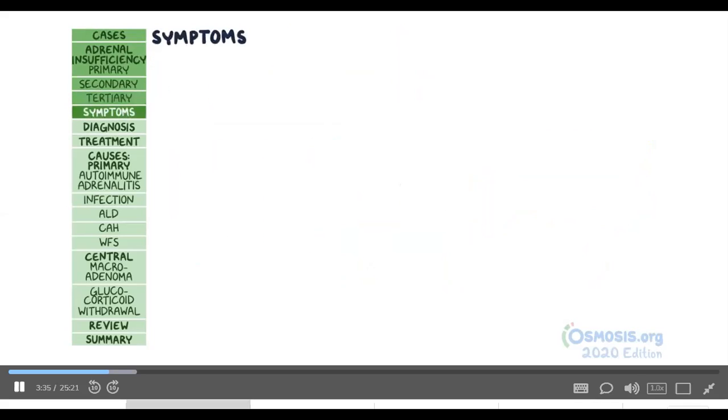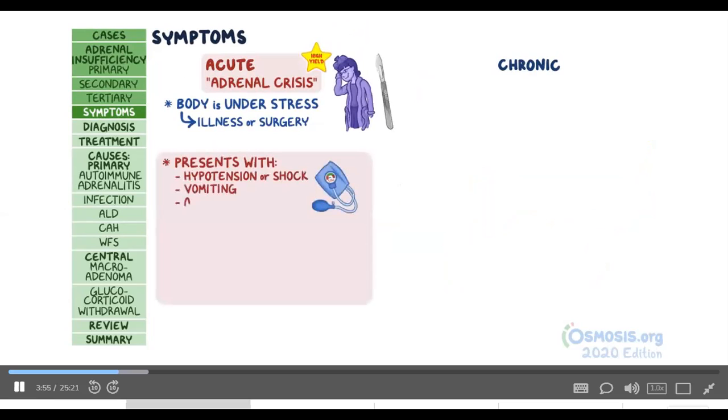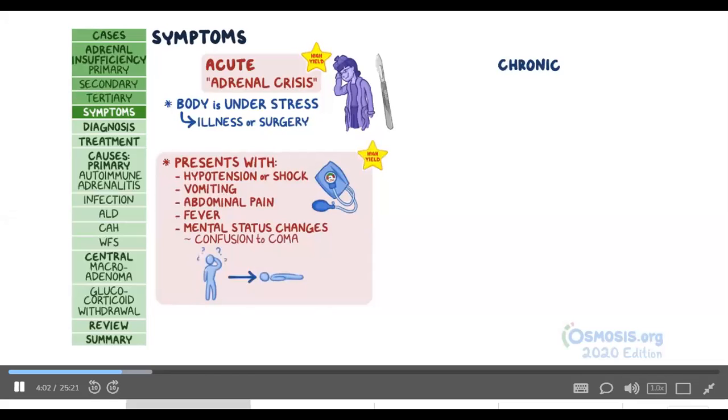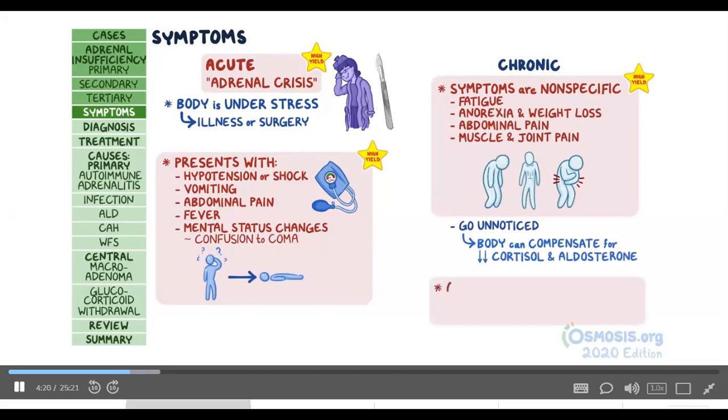Now, when it comes to symptoms, adrenal insufficiency can be acute or chronic. The acute presentation is high yield and is called adrenal crisis. This typically occurs when the body is under stress, like when the person is ill or has just undergone surgery, and the adrenal glands can't meet the increased demand for cortisol. An adrenal crisis presents with hypotension or shock, vomiting, abdominal pain, fever, and mental status changes ranging from confusion to coma. The chronic presentation is more insidious. Some symptoms are nonspecific, like fatigue, anorexia and weight loss, weakness, abdominal pain, and muscle and joint pain. Sometimes these can go unnoticed because the body can partially compensate for low levels of cortisol and aldosterone. Sometimes people with Addison disease can present with adrenal crisis when they're under stress.